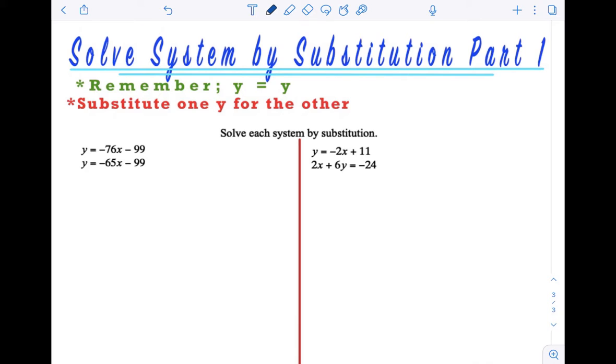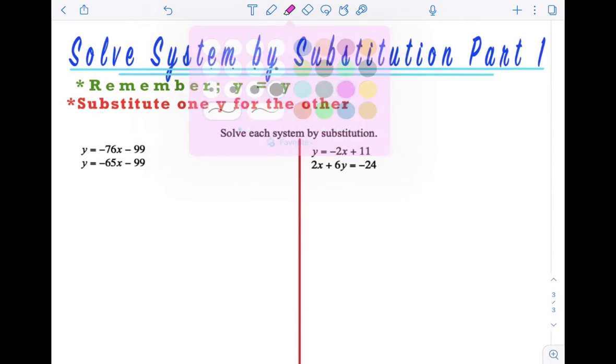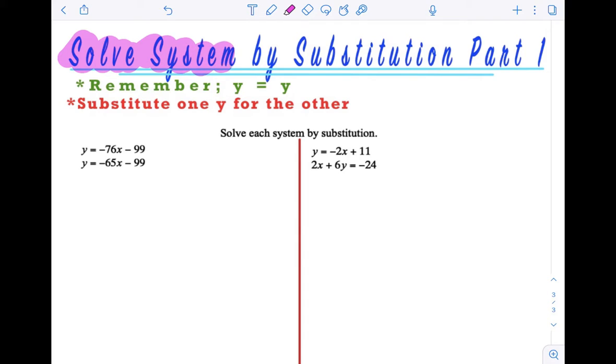So here we go. First thing that we are going to identify, everybody, is the name of these notes. The name of these notes happens to be Solve System by Substitution Part 1. So we're going to solve a system by substitution, but this is part 1 of the notes, right? Part 2 will be next.